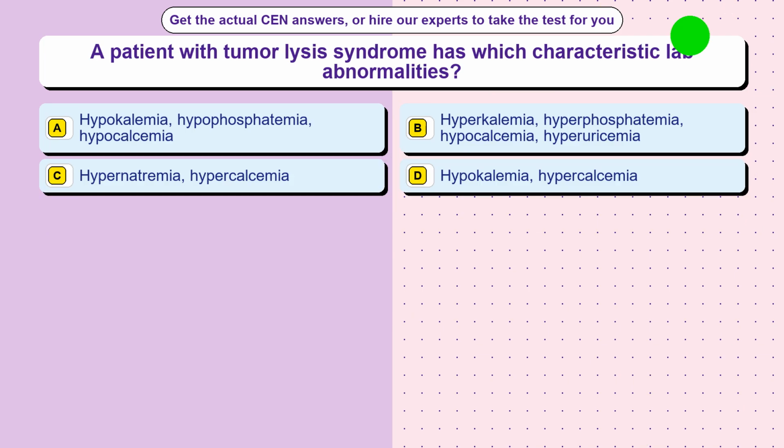Question 11. A patient with tumor lysis syndrome has which characteristic lab abnormalities? Option A, hypokalemia, hypophosphatemia, hypocalcemia. Option B, hyperkalemia, hyperphosphatemia, hypocalcemia, hyperuricemia. Option C, hypernatremia, hypercalcemia. Option D, hypokalemia, hypercalcemia.